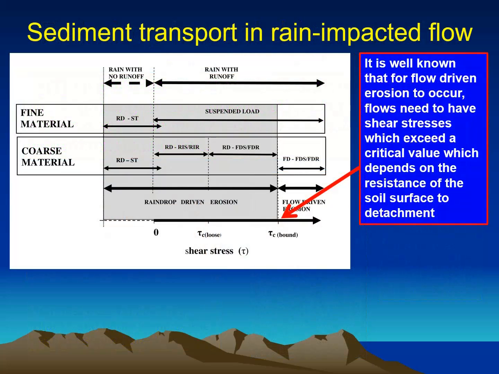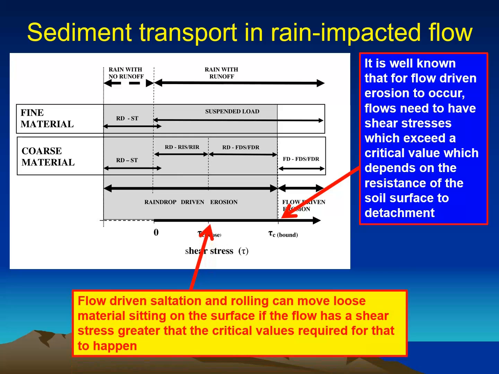It is well known that flow-driven erosion can occur if the flow has a shear stress which exceeds a critical value, which depends on the resistance of the soil surface to detachment. However, at lower shear stresses, flow-driven saltation and rolling can occur if the shear stress exceeds the critical values for that to happen.